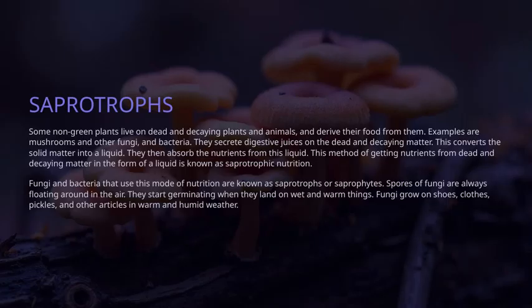Let's talk about saprotrophs. Some non-green plants actually live off dead and decaying plants and animals, and they get their nutrients from these sources. Examples of such organisms include mushrooms, other fungi, and bacteria. These organisms secrete digestive juices directly onto the dead matter, breaking down the solid material into a liquid form. Once it's in liquid form, they absorb the nutrients from it. This process is known as saprotrophic nutrition, and it's a key way these organisms obtain their food. The fungi and bacteria that use this method are called saprotrophs or saprophytes.